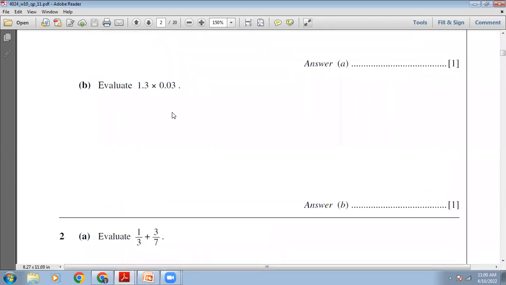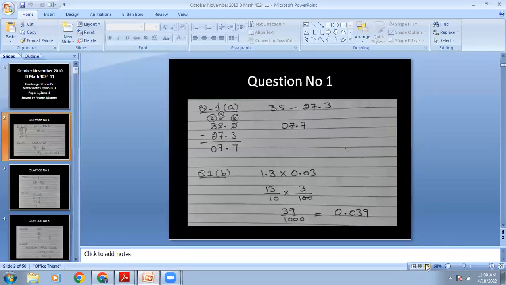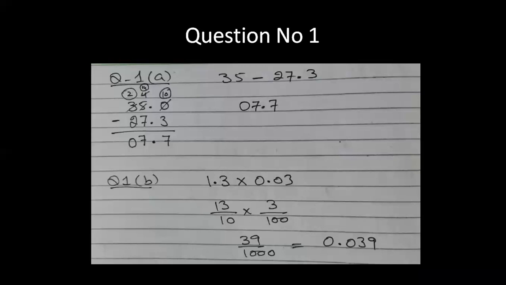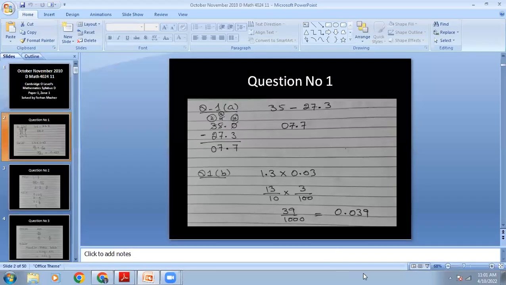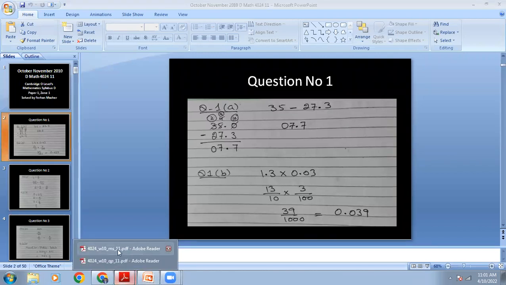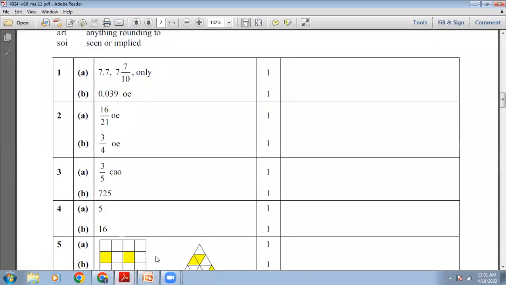Okay, the B part. It says evaluate 1.3 multiply 0.03. So you know we have to multiply these two decimal fractions. So first of all, I will remove their decimal. So it will become 13 by 10 multiply 3 by 100. So 13 multiply 3, that will give you 39. And 10 multiply 100, that will give you 1000. So we will adjust the decimal. The decimal will move 3 steps to the left. So the answer will be 0.039. So let's look at the marking scheme. 0.039 is the right answer, sir.